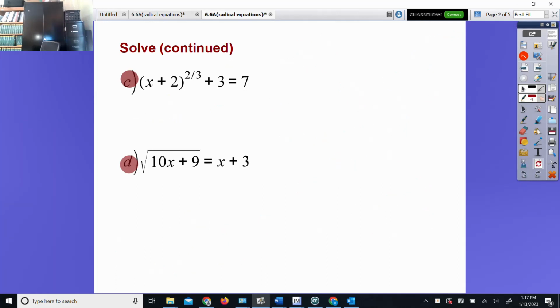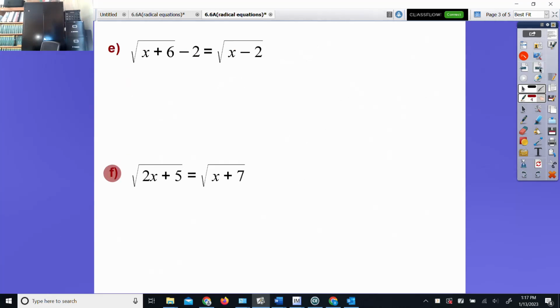All right, we're gonna skip D. Wait, what's the extraneous? We haven't run into that situation yet. Did both of those make sense? Yes, they can both have extraneous. It just says you need to check for them, it doesn't say you'll have them.